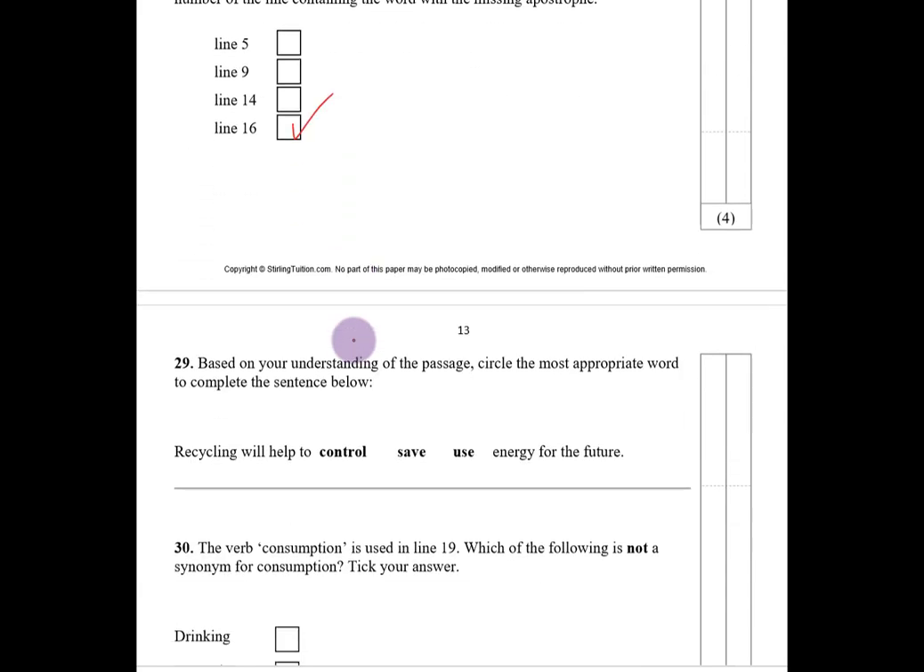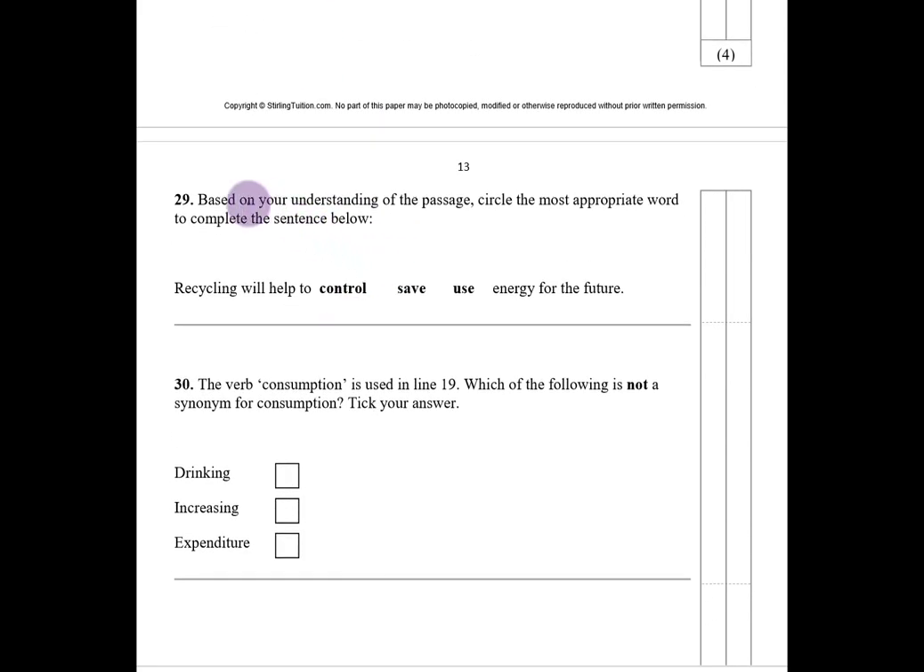And then we've 2 more that relate to that text as well. Based on your understanding of the passage, circle the most appropriate word to complete the sentence. Recycling will help to control, save, or use energy in the future. It's not really control. It talks a lot about saving energy. So the answer there would be save.